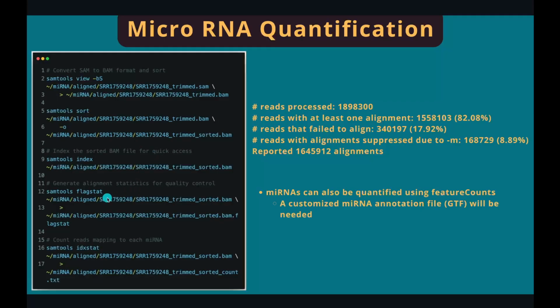So next, we do samtools flagstat. Remember in our last tutorial, this command is to generate mapping rates, the quality control file. And this is the content of the file. So let's check the second line. The alignment rate is 82%.